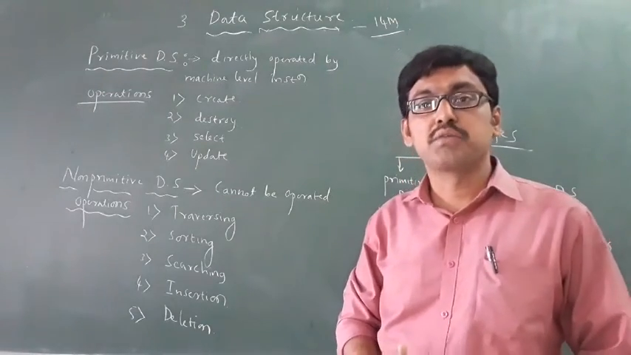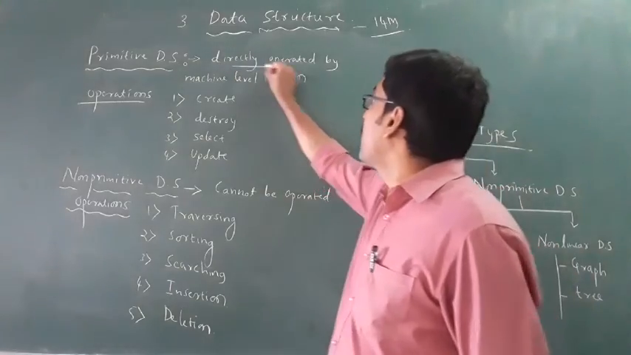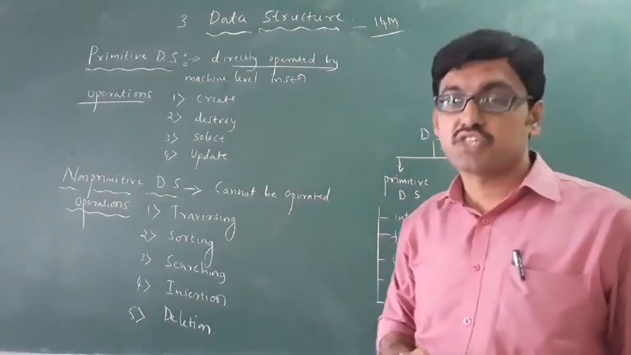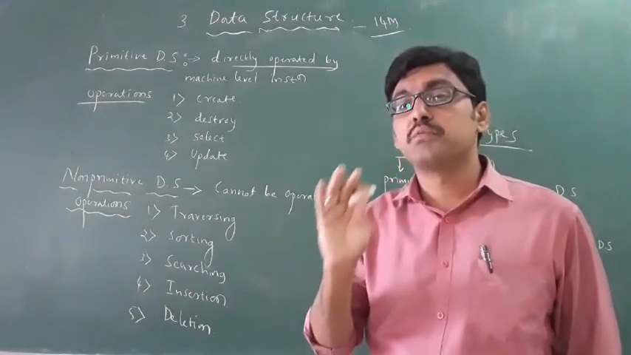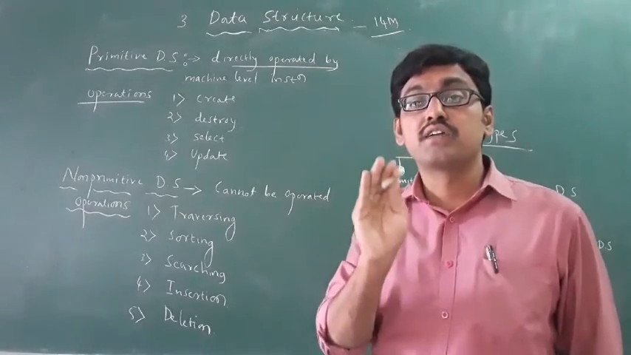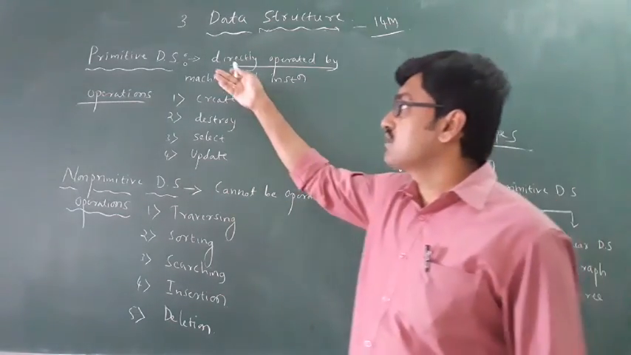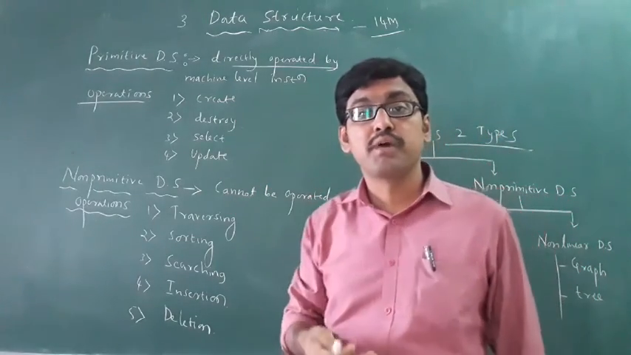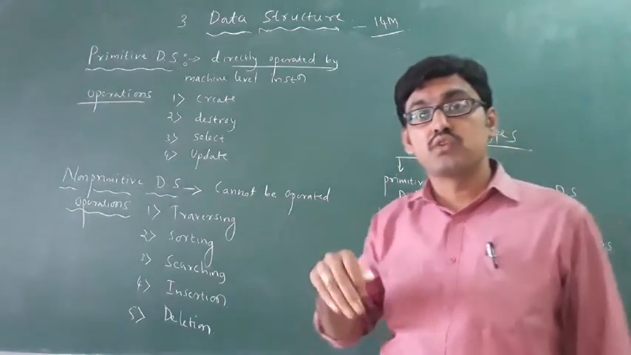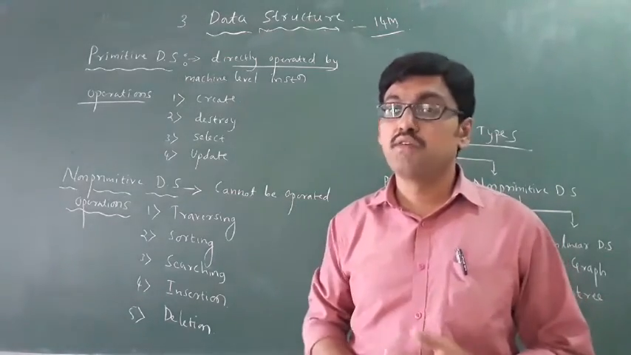Primitive data structure is a data structure that can be directly operated on by machine level instructions. Directly operated by machine level instruction means it can be understood by the compiler. These data types are understood by the compiler. You already know the compiler is used to translate our high level language to machine level language.